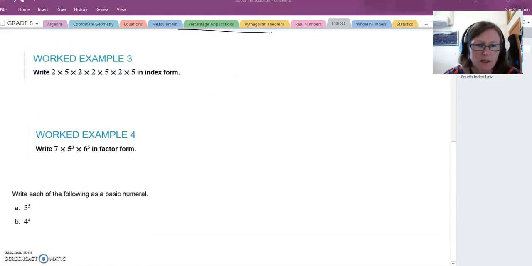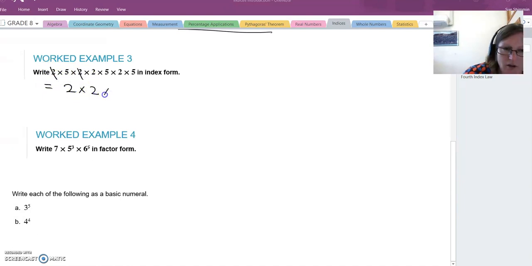Worked example 3. Writing this in index form. Now if you notice, this has got 2's and 5's. So I'm going to rewrite it, so I'll put the 2's next to each other: 2 times 2 times another 2 times by another 2. And then I've got 5 times 5 times 5.